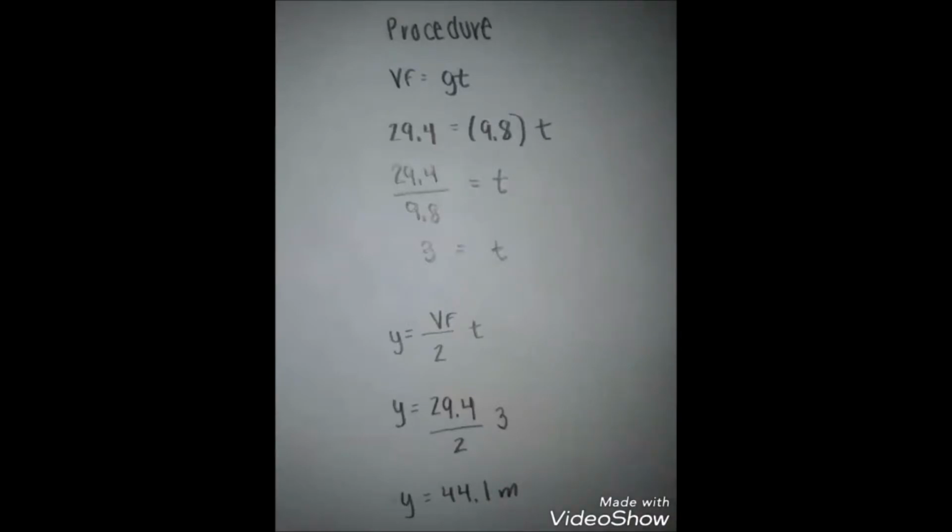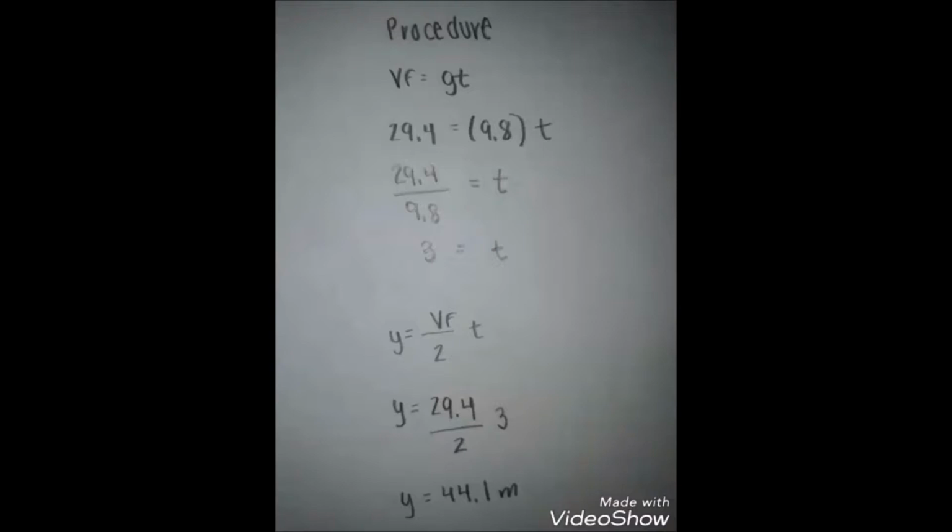The data that we gather in the problem is final velocity equals 29.4 meters per second. The formula that we used to gather the time was final velocity equals gravity multiplied by time. We replace the data, so the result will be 29.4 divided by 9.8. Now, 9.8 is the official value of gravity, so the final result was 3 seconds.